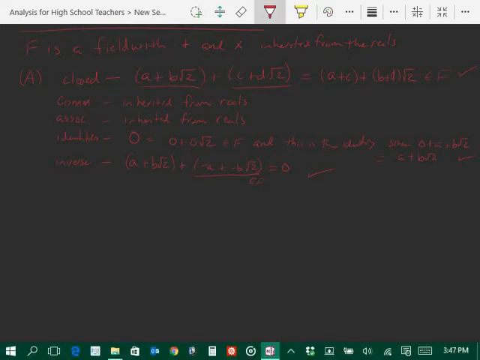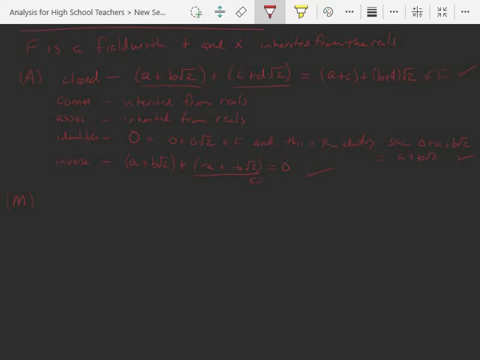Multiplication. Is it closed? Well, now I have to take two numbers from this set and show that if I multiply them together, I end up with another number from the set. It's not quite as obvious as with addition, where I could just add the components. So I have to actually show the multiplication works out. a plus b square roots of 2 times c plus d square roots of 2.